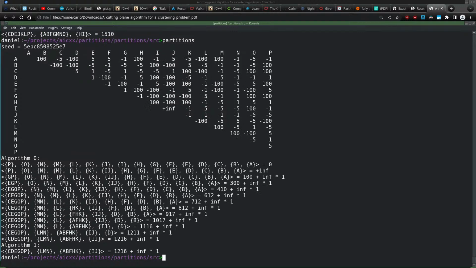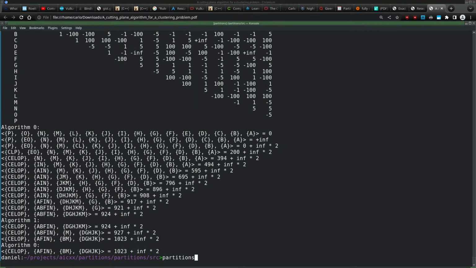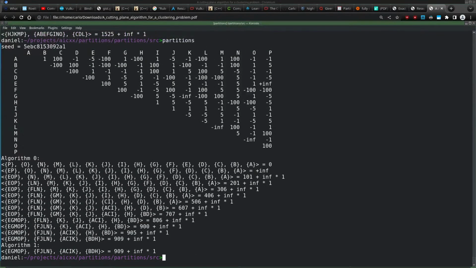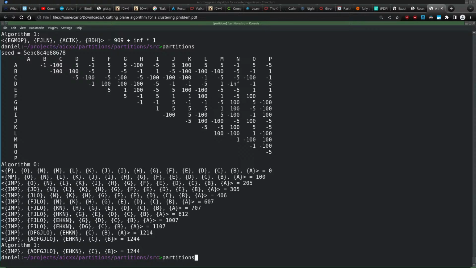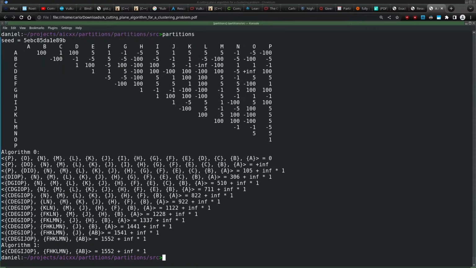Well, this is all nice and dandy, but I want to know if it is optimal. So I need a brute force algorithm to know if it is the best solution.